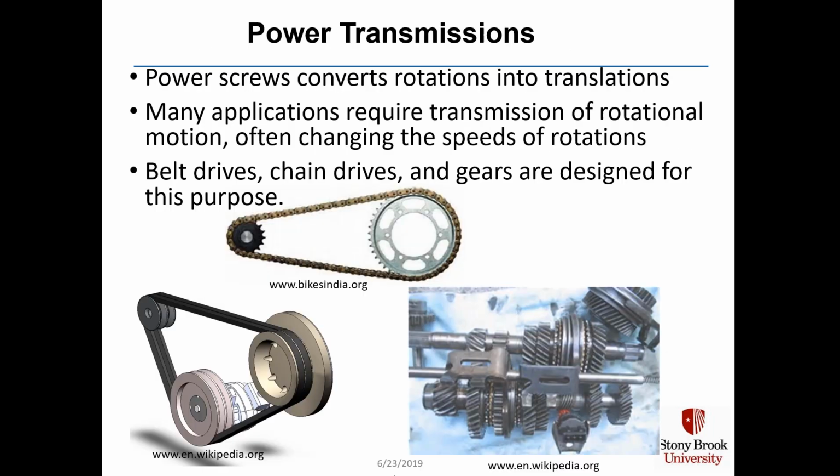For power transmissions, we have power screws that convert rotations into translations. And many applications require the transmission of rotational motion, sometimes over long distances, and usually changing the speeds of rotations. Belt drives, chain drives, and gears are designed for this purpose. In the lower right corner, you see a transmission with gears. In the lower left corner, you see a V-belt drive. And in the middle, you see a chain drive.